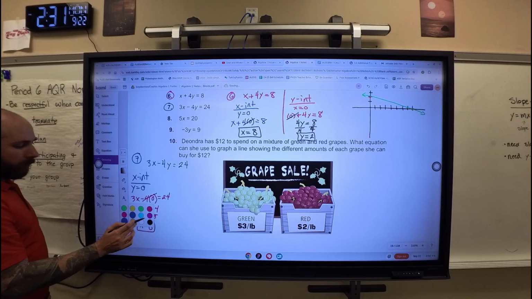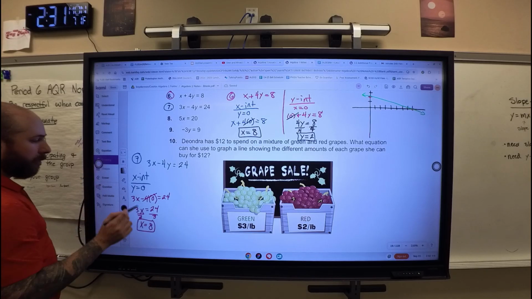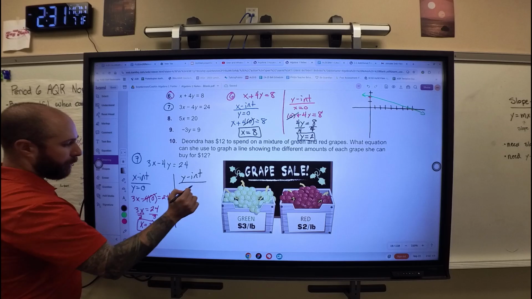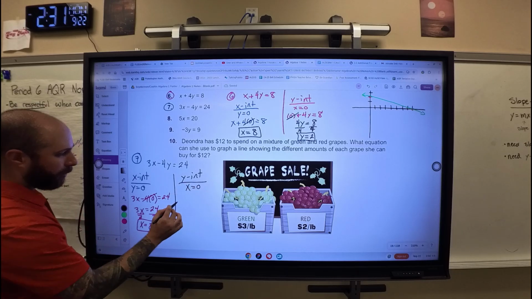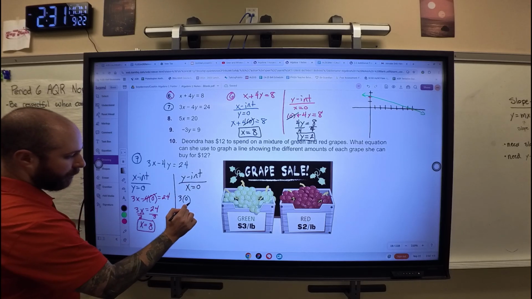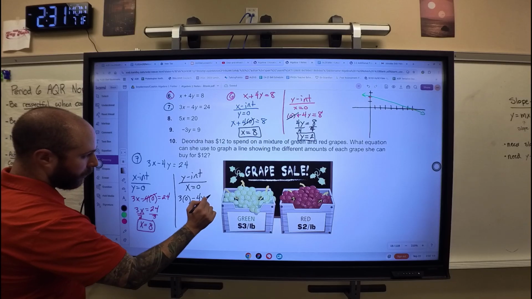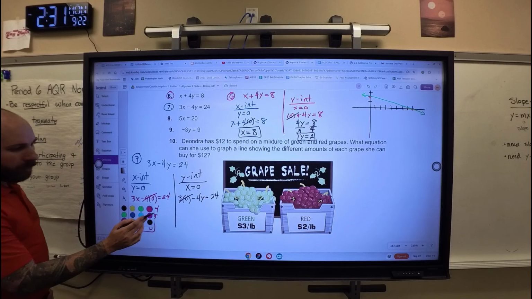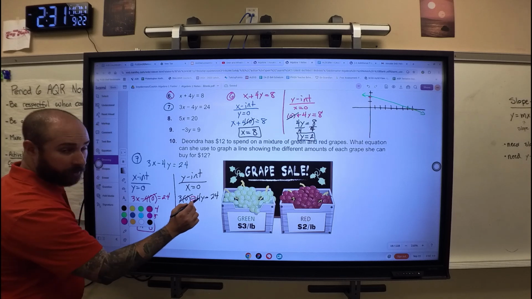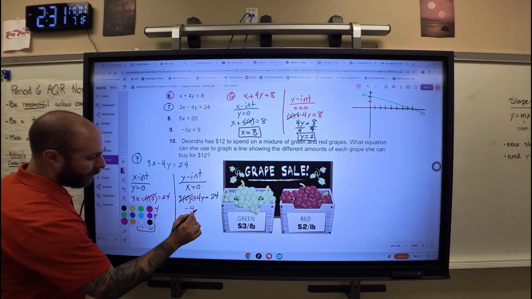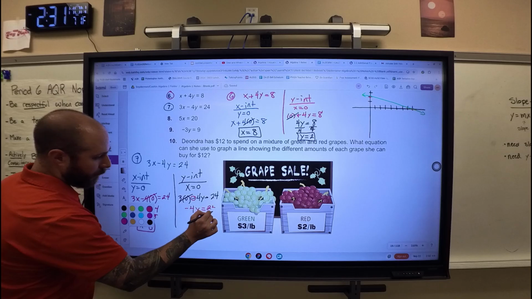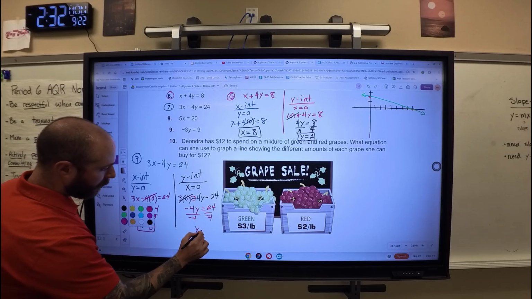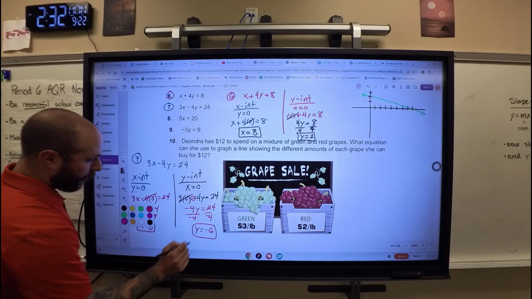If I do the same thing with my y-intercept, but now I'm setting x equal to 0. I have 3 times 0 minus 4y equals 24. 3 times 0 cancels. Now the only thing about this one is please make sure that this negative sign stays with the 4y. Because otherwise you'll have a different answer for your y-intercept.